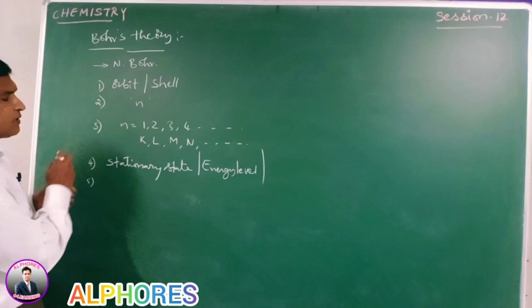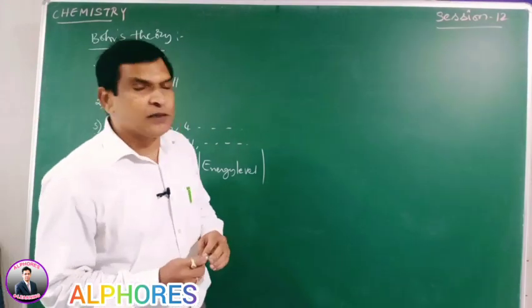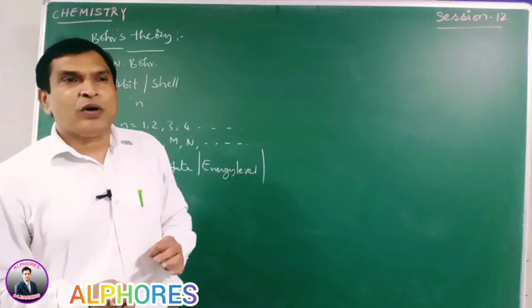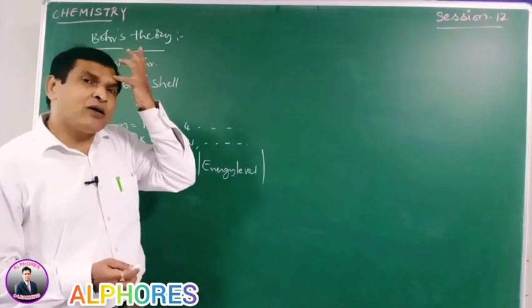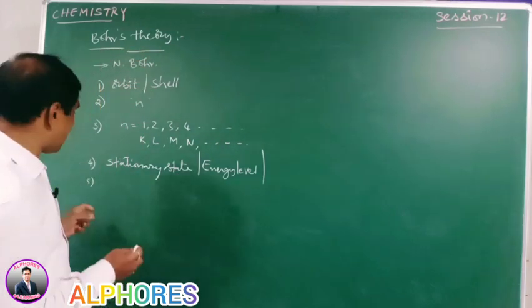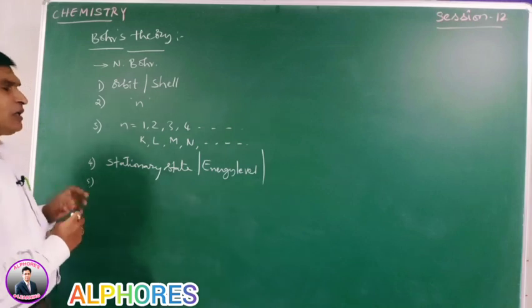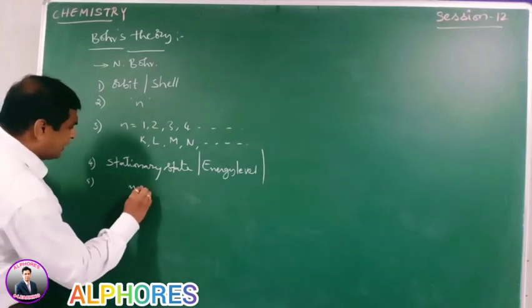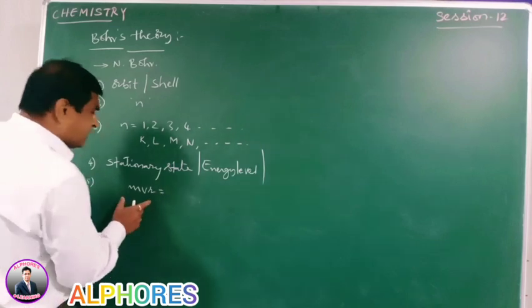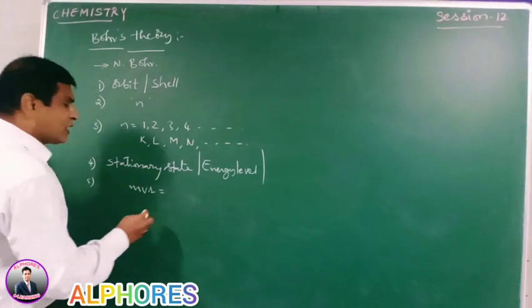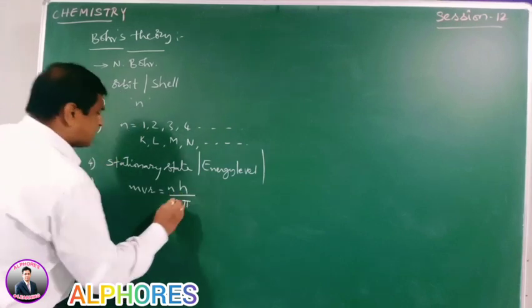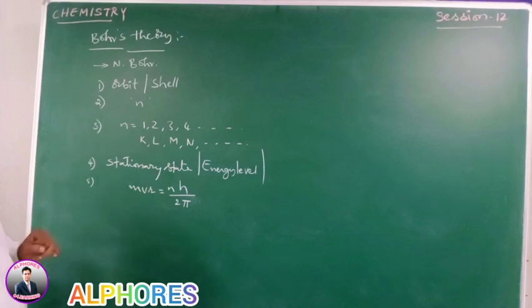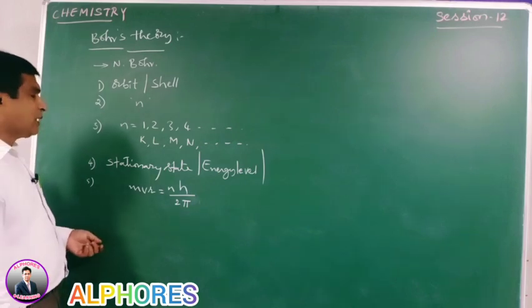Next, the fifth point: when an electron is revolving in circular orbits around the nucleus, the angular momentum of the electron is quantized. The quantized angular momentum values are equal to an integral multiple of h by 2 pi. That means mvr is equal to nh by 2 pi. This is about the quantization of angular momentum of the electron.